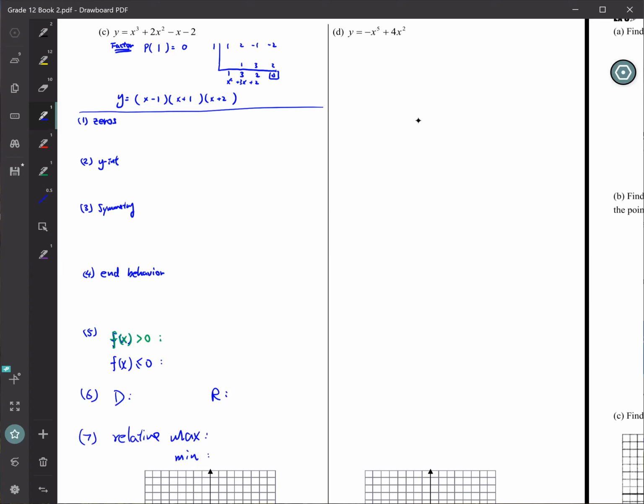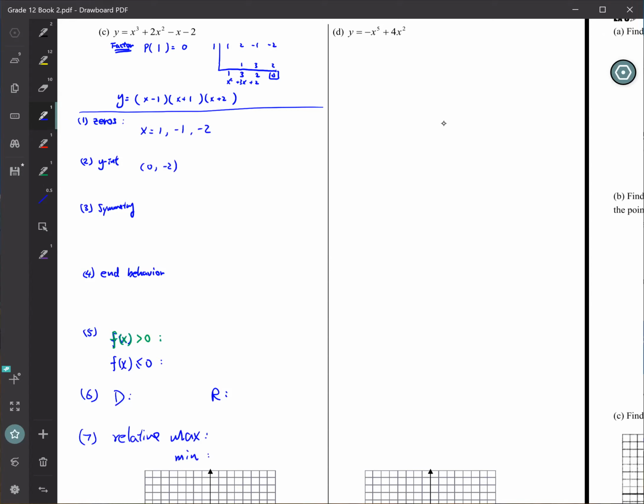All right, let's go through the easy part first. The zeros, I think everyone can get it, so I'm not going to ask you. You should be okay. 1, -1, and -2. Let's check the y-intercept. Donna, what do you have for the y-intercept? 0, -2. Very good. 0, -2.